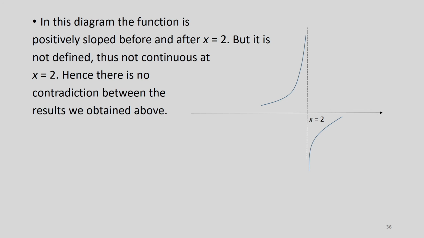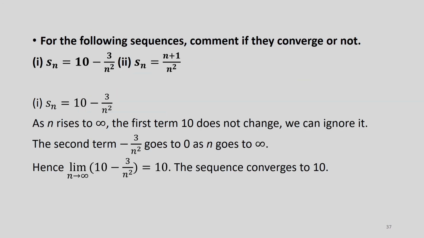The function is in general a rising function except for the fact that it is not defined at x is equal to 2, and that is the reason why the value of the function before x is equal to 2 could be higher than the value of the function after x is equal to 2. So, there is no contradiction between the results that we obtained here. It is just that the function is not defined at a particular point.